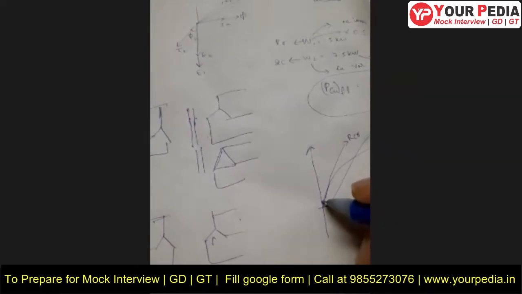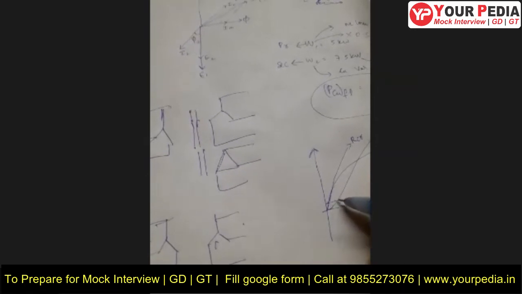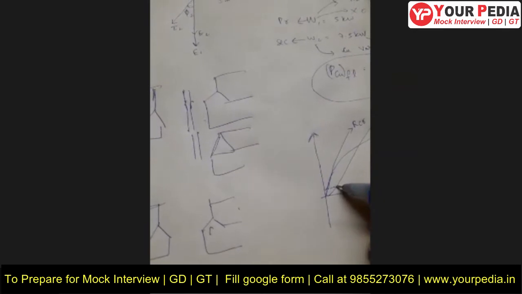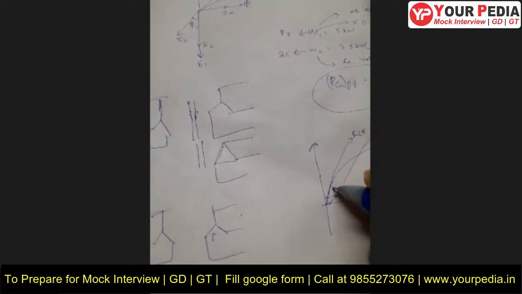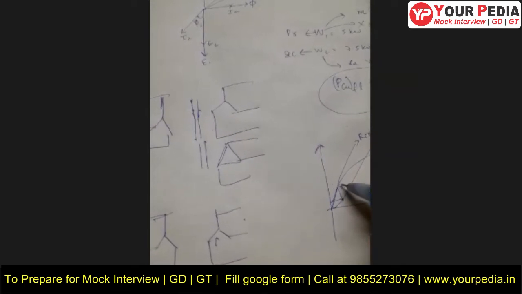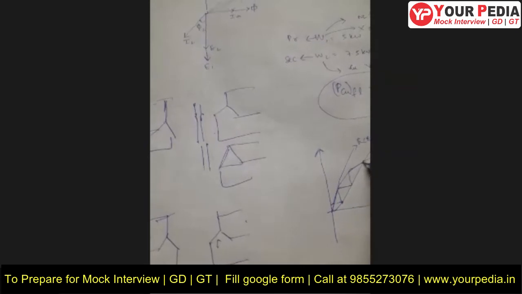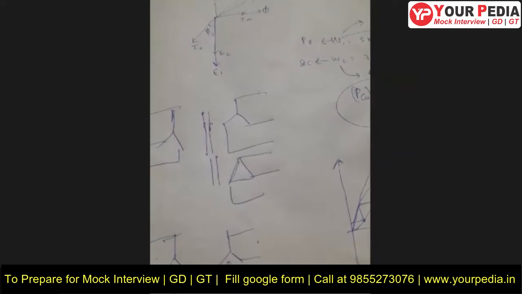So at starting, due to residual magnetism in the field, some current flows through the windings and it produces some voltage. Again, that voltage will produce another current. Like this, it will build up till this point. Okay.